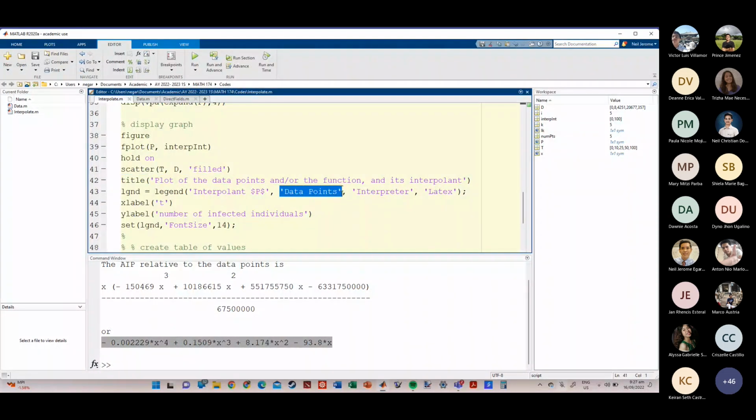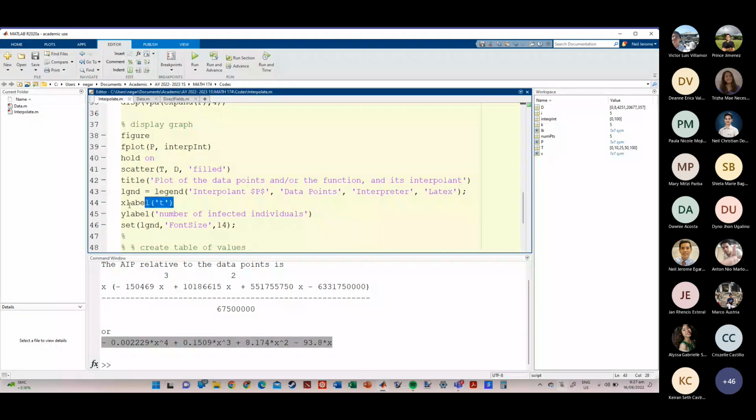So pangalawang legend ko, data points. Tapos dahil dito gumamit ako ng latex command. So sabihin ko kay MATLAB, oy, meron ako dyang latex na symbols. So gamitin mo si latex para i-convert into an equation form. Right? Otherwise, pag hindi kayo naglagay ng interpreter na latex dito sa legend, ico-consider niya lang as text. So hindi niya to gagawing mukhang equation.